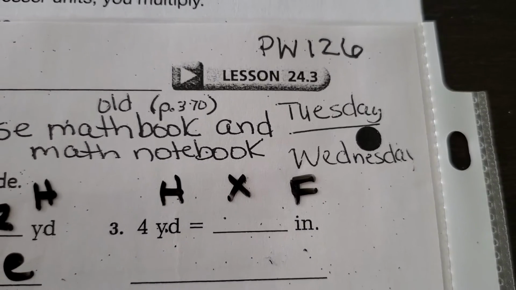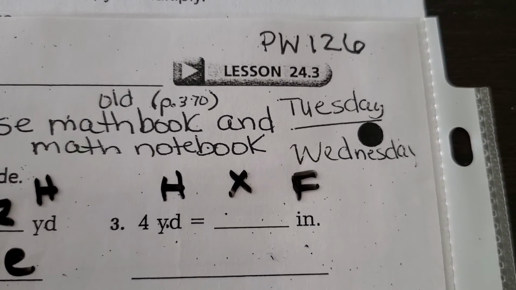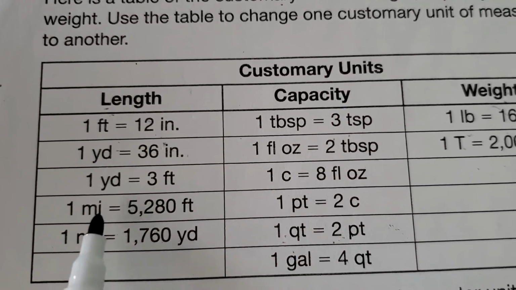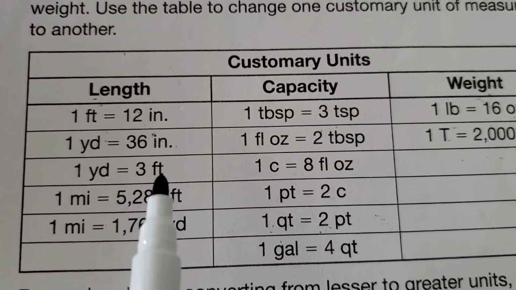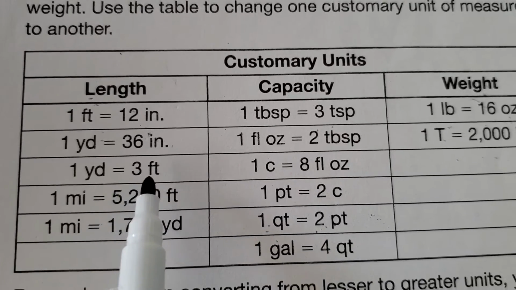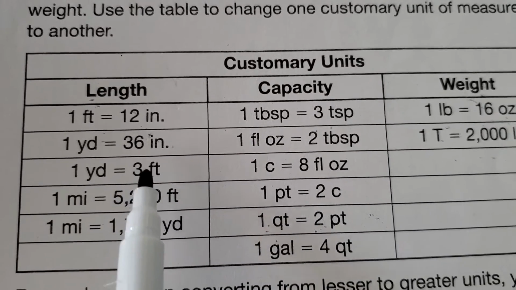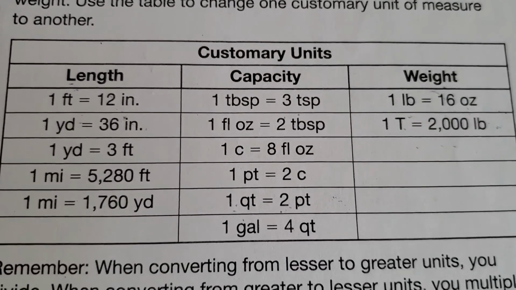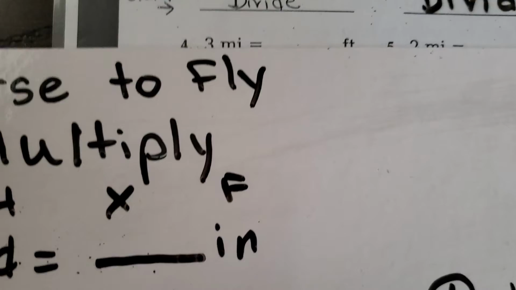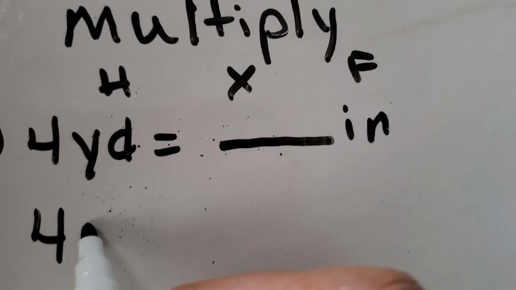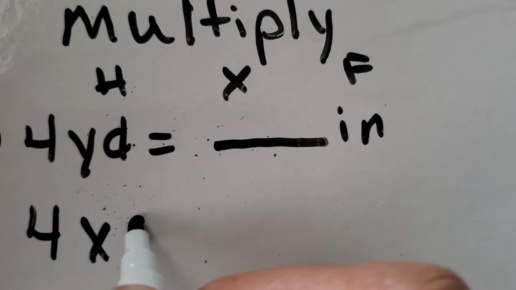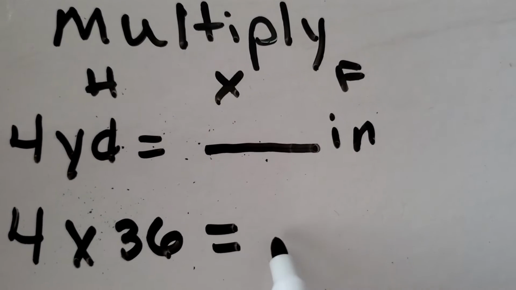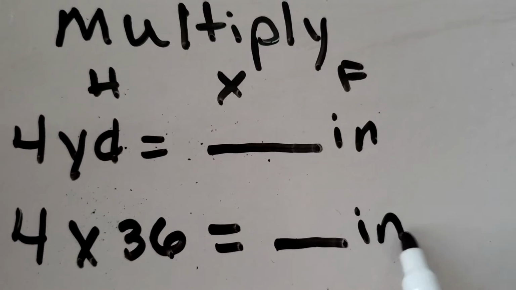So, if you can't remember how many inches are in a yard, look at your chart. What does your chart say? 1 yard equals 36 what? Inches. Okay, so we need to multiply 4. Let's come down to our problem here. We need to multiply 4 times what? 36, right? And that will give us our inches.